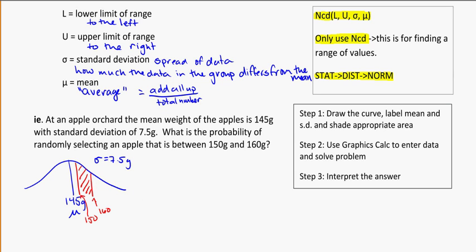And so I'm going to use my formula. And here I'm going to do NCD, because it's always NCD. The lower limit here on my left, the lower number I'm looking for, is 150. The upper limit is 160. My standard deviation comes next, and that's going to be 7.5. And my mean is 145.